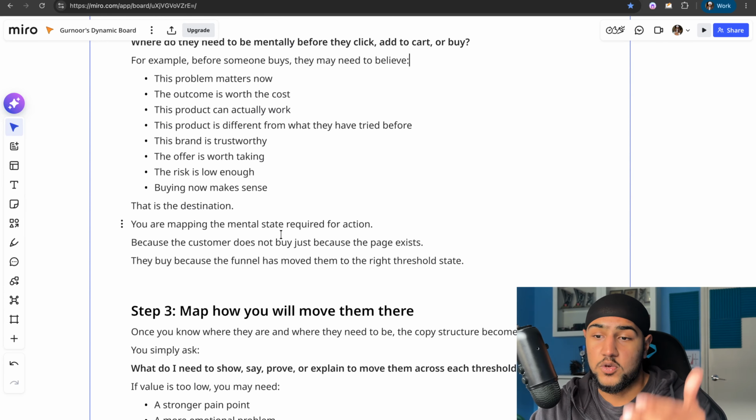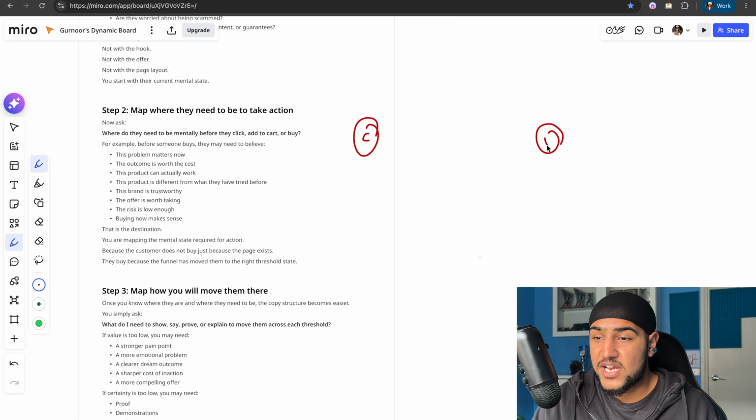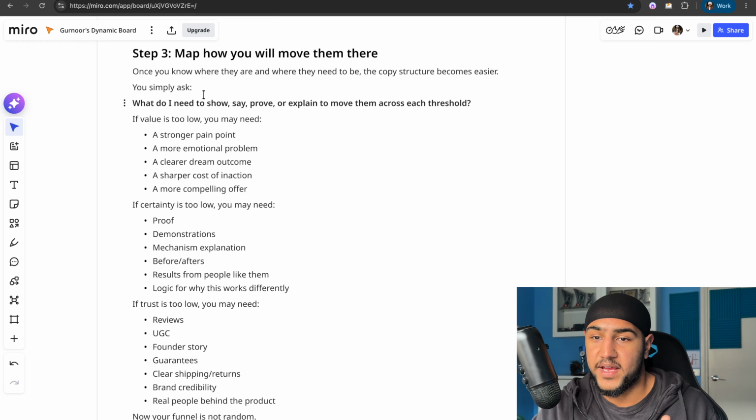This is basically where you want to take them, and this is what a lot of people mean when they say you have to build bridges to sell. Like this is their current scenario, this is where they actually make the purchase, and this is the bridge you need to actually build. And then you basically map how you actually will move them there. What do I need to show them? What do I need to say to them? What do I need to prove to them or explain to them to actually move them across each threshold?